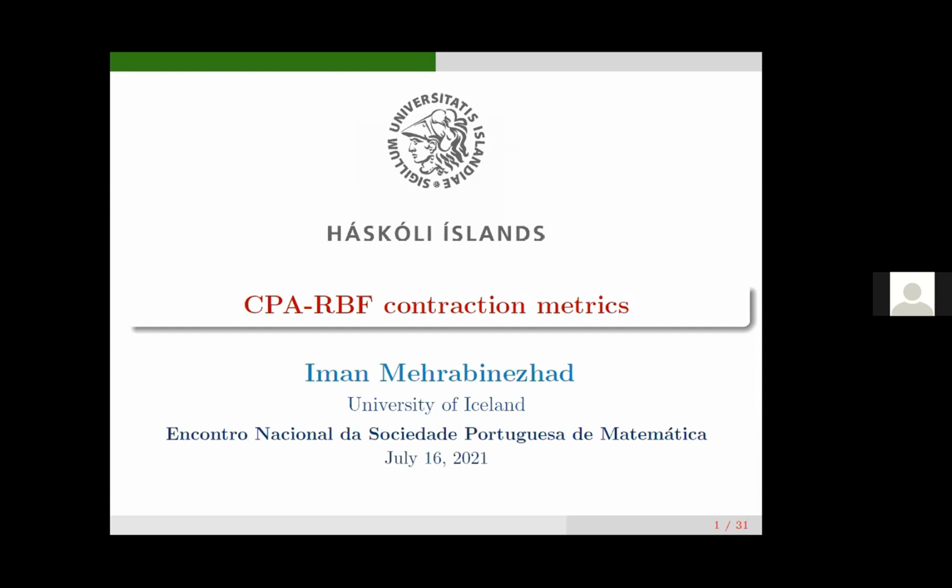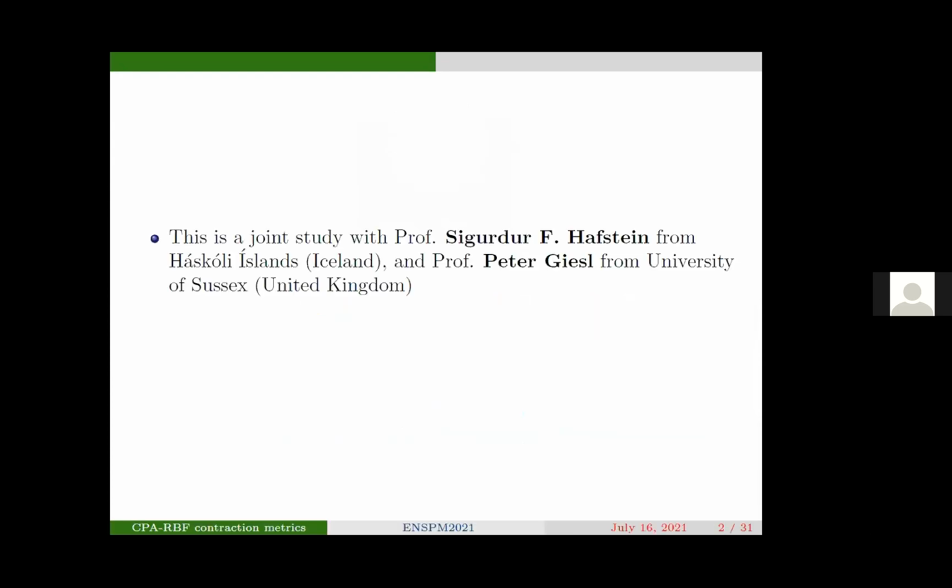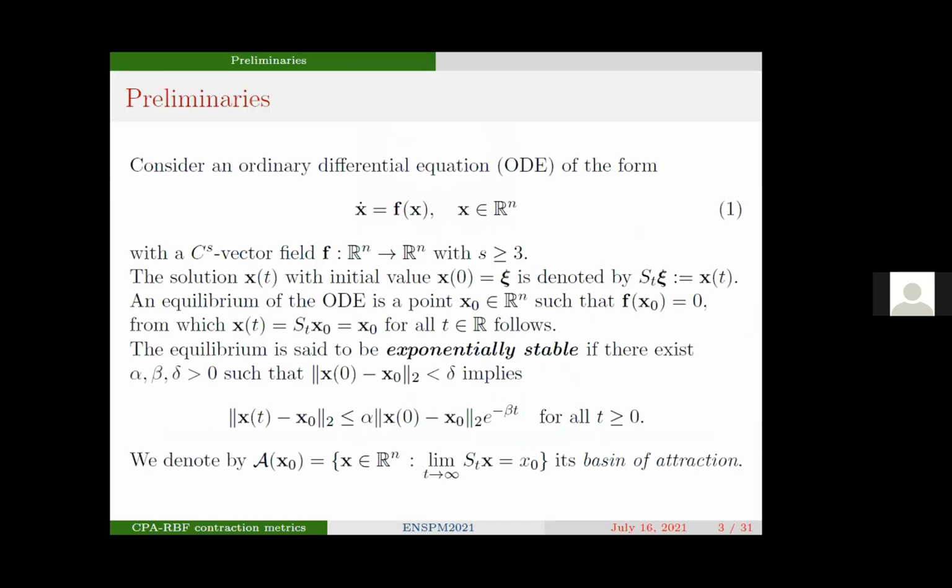And thank you everyone for being here today. I will talk about our method to compute the contraction metric. It is a joint work with Professors Hafstein and Giesl. Fortunately, Peter gave a lot of good points about the preliminaries. It's mostly the same, so I skipped them. We consider an ordinary differential equation of this form, and we search for the exponentially stable equilibrium points and ask for the basin of attraction.